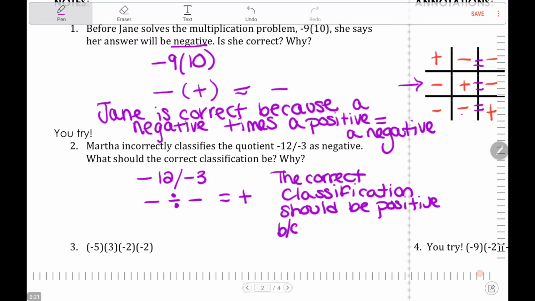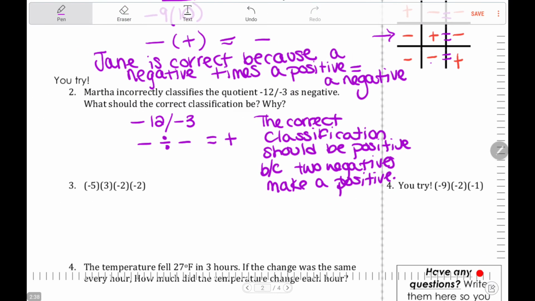Because two negatives make a positive. All right, let's try number 3.